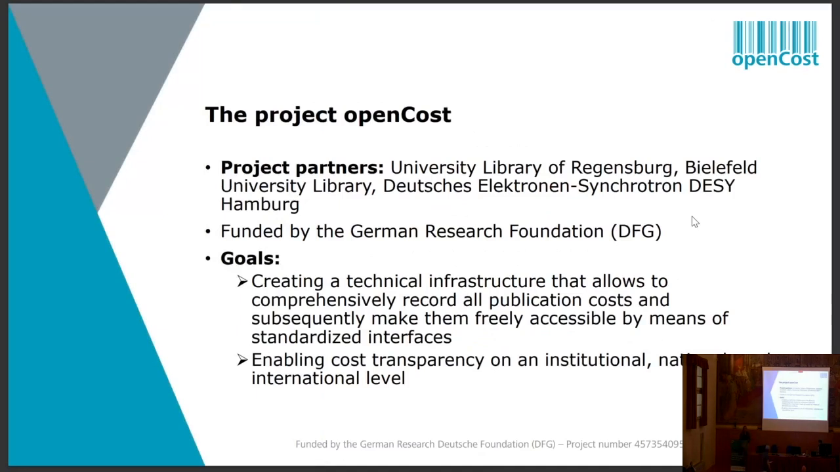So I'm talking about a DFG-funded project in Germany which is called Open Cost. At this time we have just ended the first phase, and luckily we have been granted a second phase. In the first phase we had the goal to create a technical infrastructure that allows publishing costs of publications in a transparent way, and we generated a standard for this transfer of cost data. I think our goal is really to establish transparency about paying for open access publications.